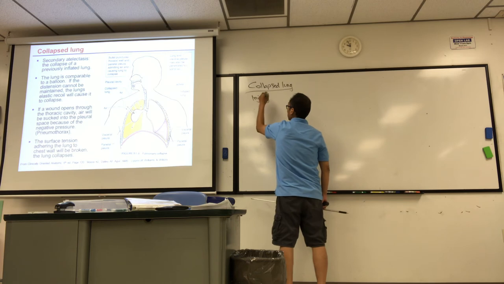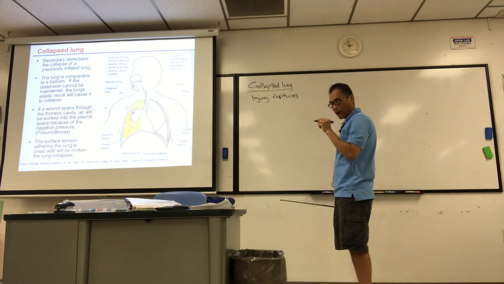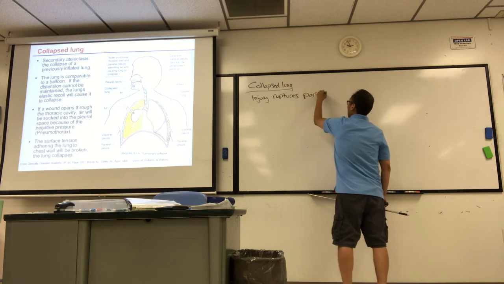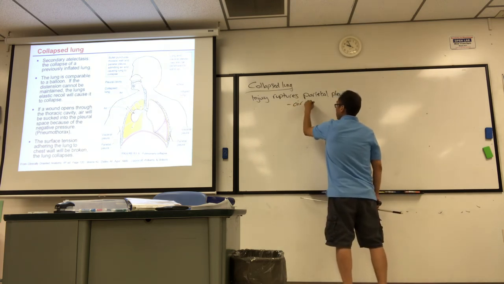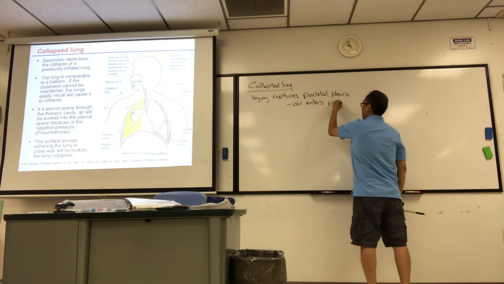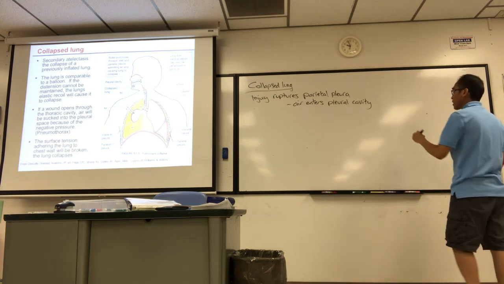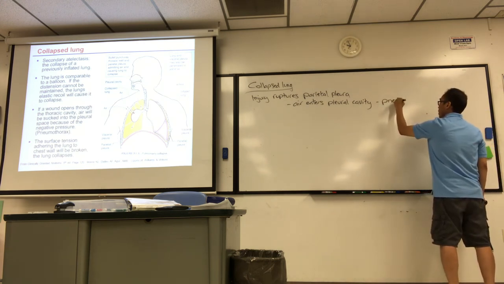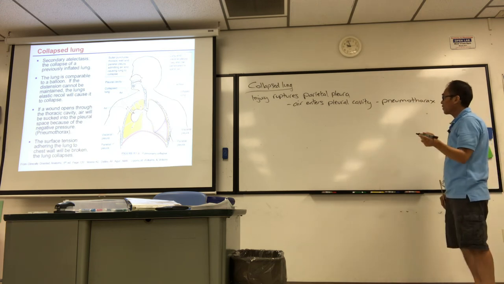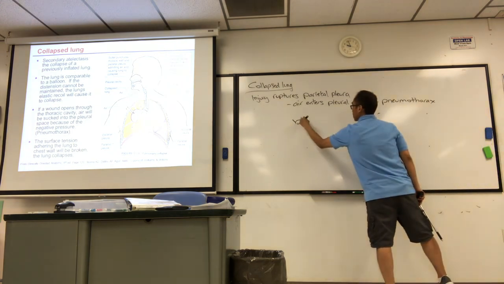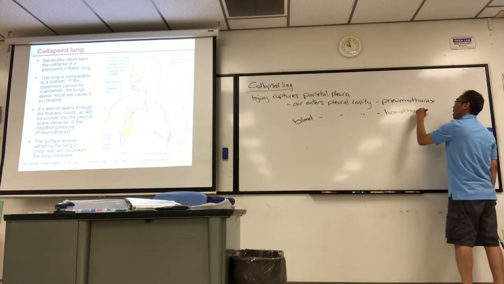Injury ruptures the parietal pleura. And then, let's say for example, air enters the pleural cavity. If air enters the pleural cavity, they call that a pneumothorax. Pneumo means air. Other things could enter it. Say if blood enters it, they call that a hemothorax. I imagine blood and air could enter.